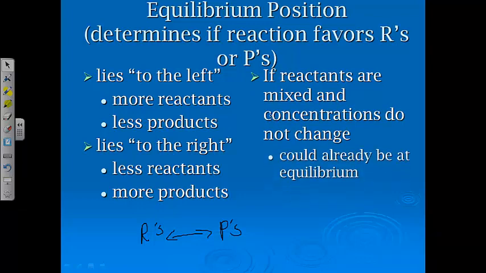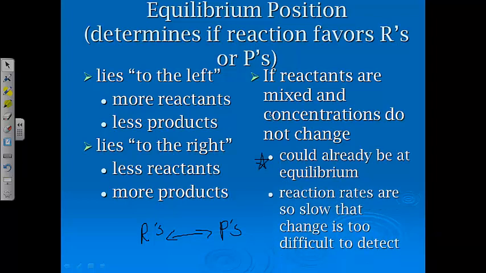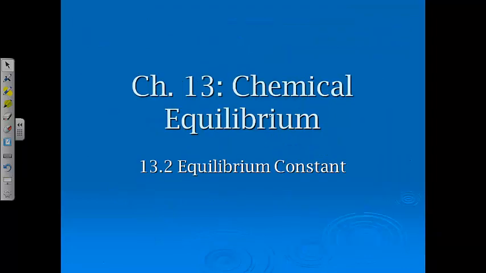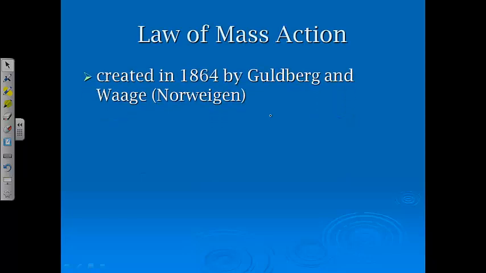Now, if the reactants are mixed and the concentrations do not change, so they stay exactly the same, a couple things could be true. One, they could already be at equilibrium, or two, the reaction rate is so slow that the change is too difficult to detect. Those are just two scenarios. If you mix two things and nothing happens, they could already be at equilibrium, or the reaction rate is so slow that you're not going to be able to tell the difference.